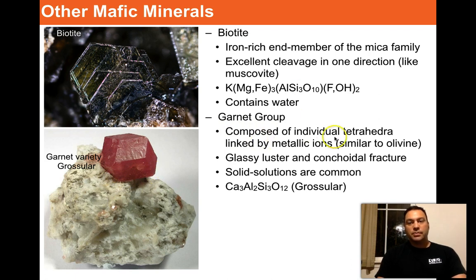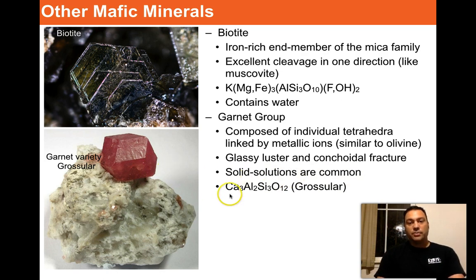It's composed of individual tetrahedra linked by metallic ions, similar to olivine. So this is actually very similar to olivine in a lot of ways. Glassy lustered and conchoidal fracture, just like olivine. Solid solutions are common. As a matter of fact, they're basically the rule. You'd hardly ever find perfect end member versions of garnet forming.